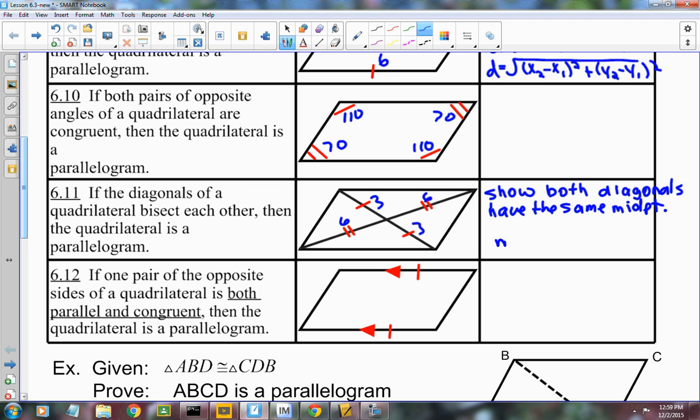And remember, your midpoint formula gives you an ordered pair. You add your x's together and divide by 2, and you add your y's together and divide by 2. And they would have to be the same for both diagonals.